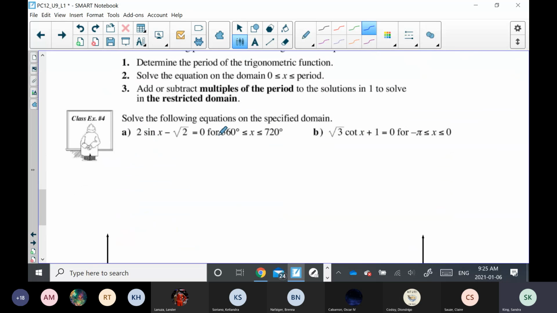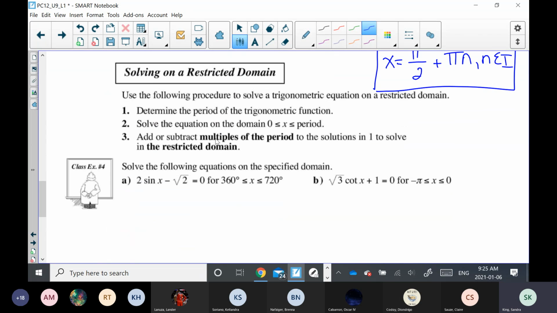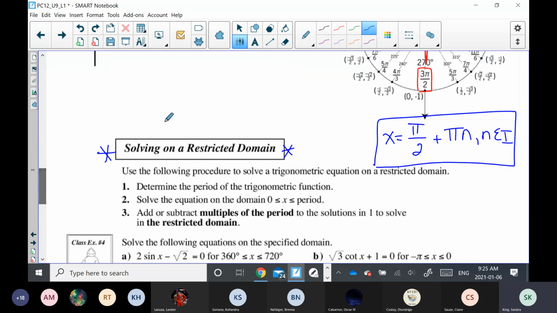Let's do this last example. What's happening here is we have something called a restricted domain. All of the domains that we've been doing up to this point, we've been finding solutions greater than or equal to 0 and less than or equal to 2 pi. Essentially, the domain we've been working with means we've been finding solutions within one revolution around our unit circle.